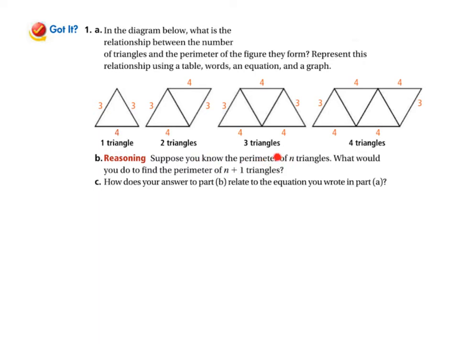Okay, and what if there's n triangles? Here's 1, here's 2, here's 3, here's 4. But what if you didn't know exactly how many? What if you wanted to calculate it for any number of triangles that were laid out like this? What would the perimeter be if you had n as the number of triangles? And so now you've got a variable number. Also then, what would you do to find the perimeter of n plus 1 triangles? And then here it says, how does your answer in part B relate to the equation that you wrote up here? Okay, give it a go.